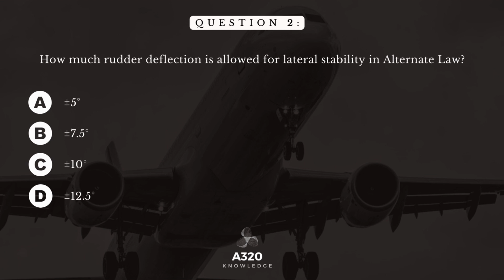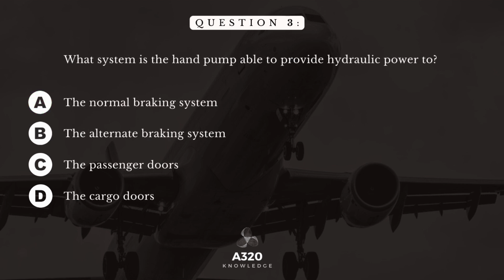Question 2. How much rudder deflection is allowed for lateral stability in alternate law? The answer is plus or minus 5 degrees. Question 3. What system is the hand pump able to provide hydraulic power to? The answer is the cargo doors.